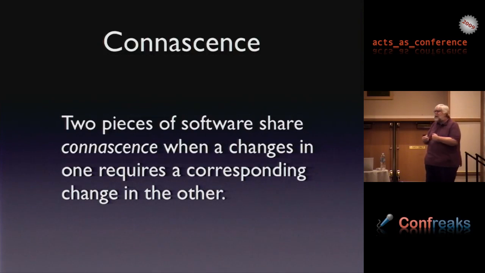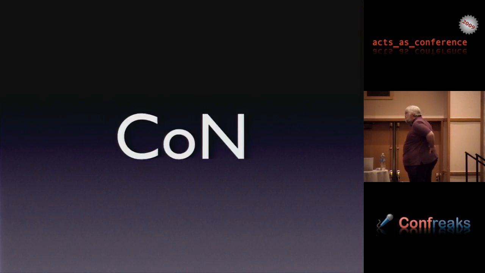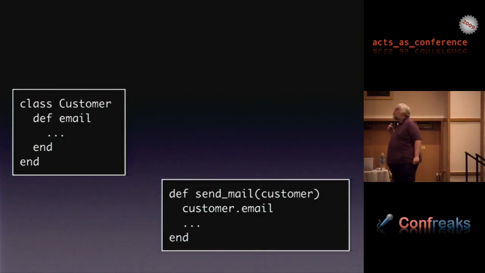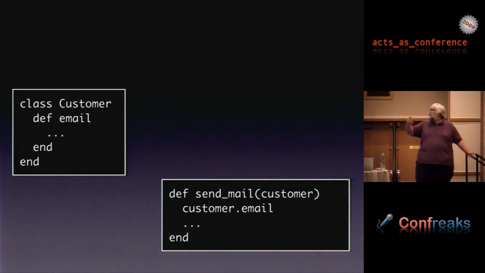Let's make this concrete. Let's give an example of that. Suppose you have this code right here. You've got a model object called customer, and it has a method called email in it. And email does something. We don't care what, so we just left that part out. And you have another piece of software over here that uses the customer email in some interesting way. What is the kinesis between these 2 pieces of software?